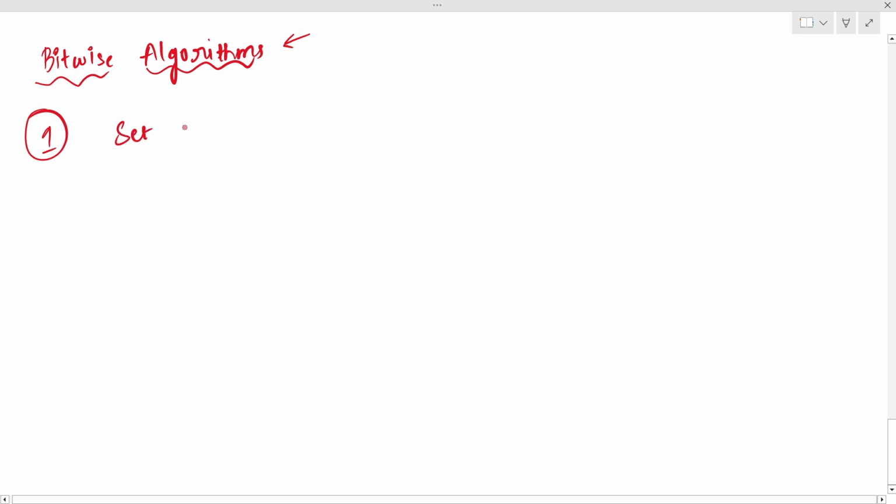set bit. Let's say you are given the number 5. Okay, can you tell me how we can represent it using bitwise operators?